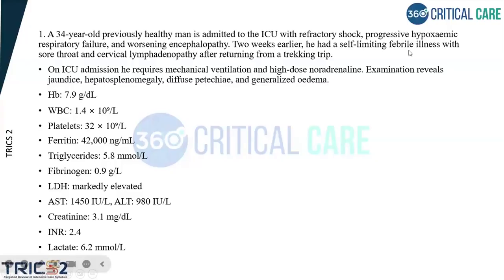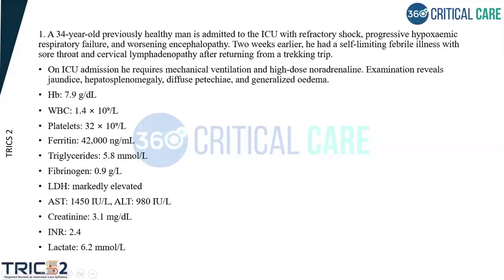Now, coming to the first one. Here we have a 34-year-old healthy man who is admitted to the ICU with refractory shock, progressive hypoxemia, worsening encephalopathy. Two weeks earlier, he had a self-limiting febrile illness like a sore throat and cervical lymphadenopathy, but he was okay after that. But now he came to the ICU requiring mechanical ventilation, high dose noradrenaline, and his examination reveals jaundice, hepatosplenomegaly, diffuse petechiae, and generalized edema.